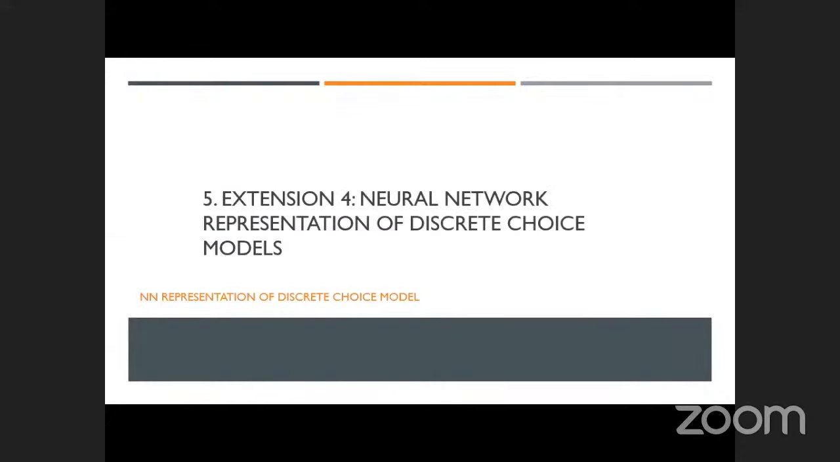So the final extension I'm going to discuss a little bit is the neural network representation of the discrete choice model. This model, because of heterogeneity, is computationally quite intensive. So it's actually quite difficult to estimate this model with a large number of users. It's okay to estimate this model with 500 or 5,000 users. Maybe 10,000 you can do with reasonable cloud resources, like AWS, with a large virtual machine. But if you go beyond 100,000 or a million, it becomes problematic, right?